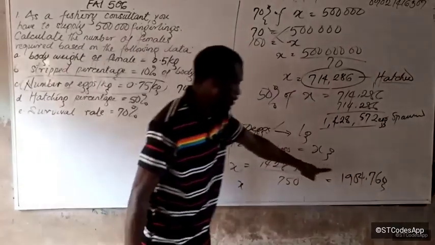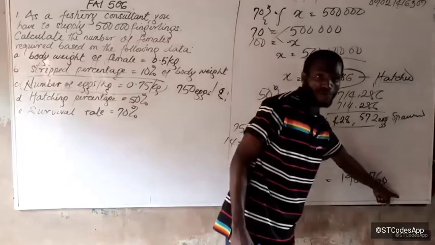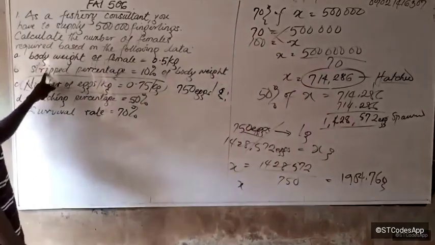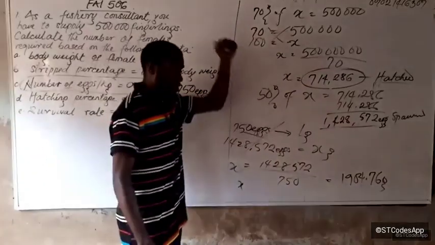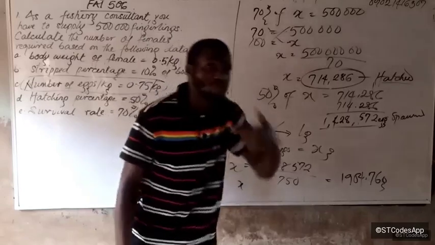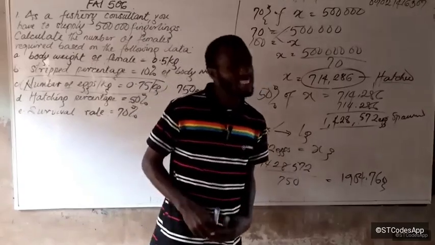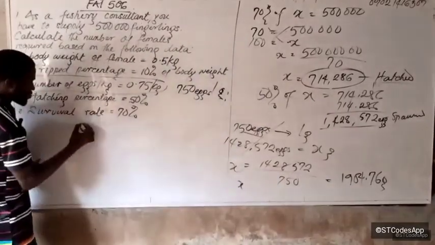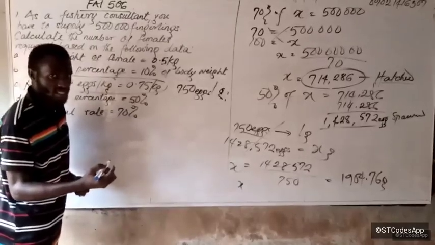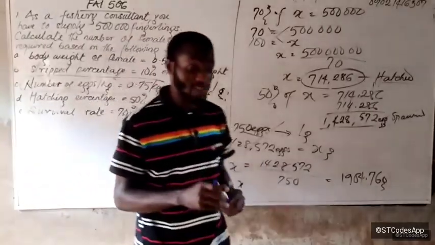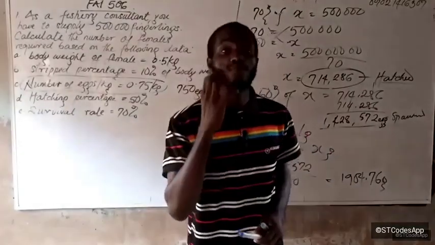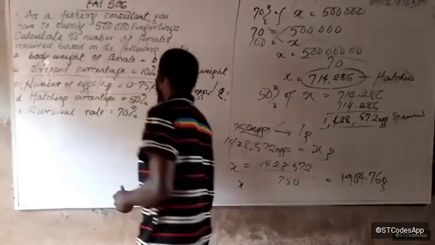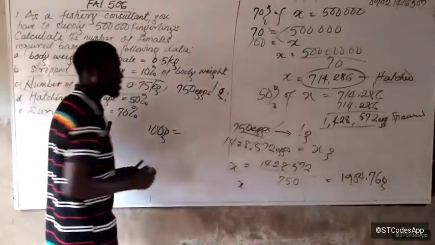So the next thing to do is, since this is the total weight of eggs, and we said that it is 10% of the weight of the fish that will be stripped, so with a 10% stripping percentage, let's look at this. If the stripping percentage is 10%, it means that per kg of fish, I will have 100 grams of egg.